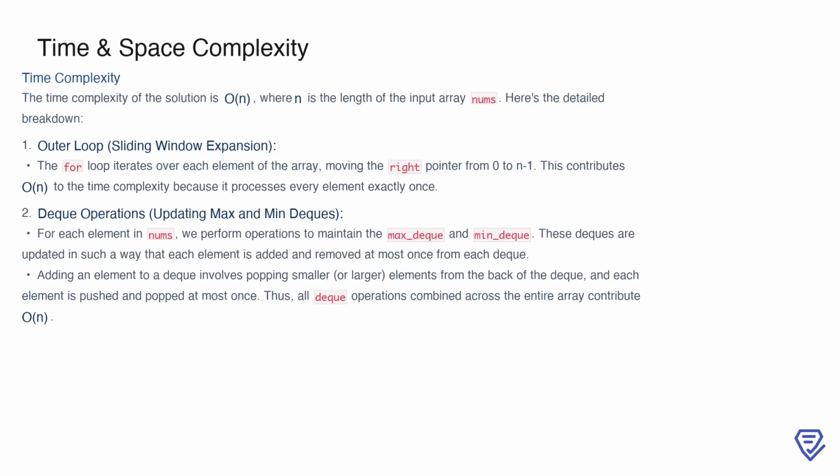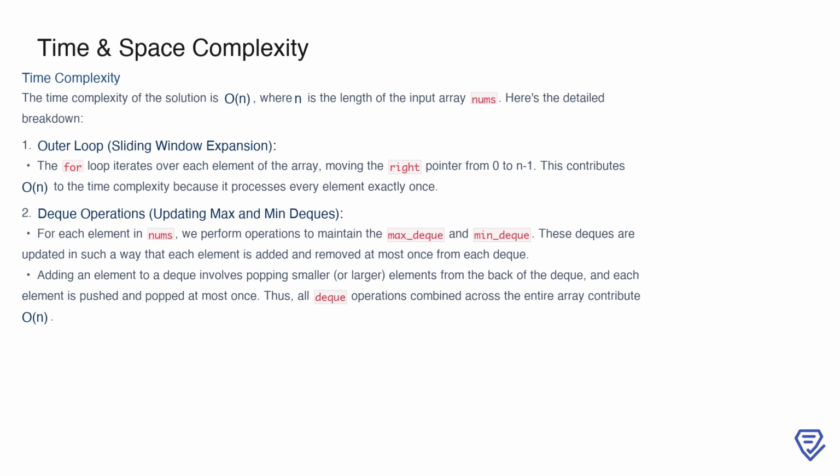The time complexity of our solution is O(n), where n is the length of the input array nums. Let's break this down step by step. First, we have the outer loop, which uses a sliding window technique. In this loop, the right pointer iterates from the start to the end of the array, processing each element exactly once. This contributes O(n) to the overall complexity.